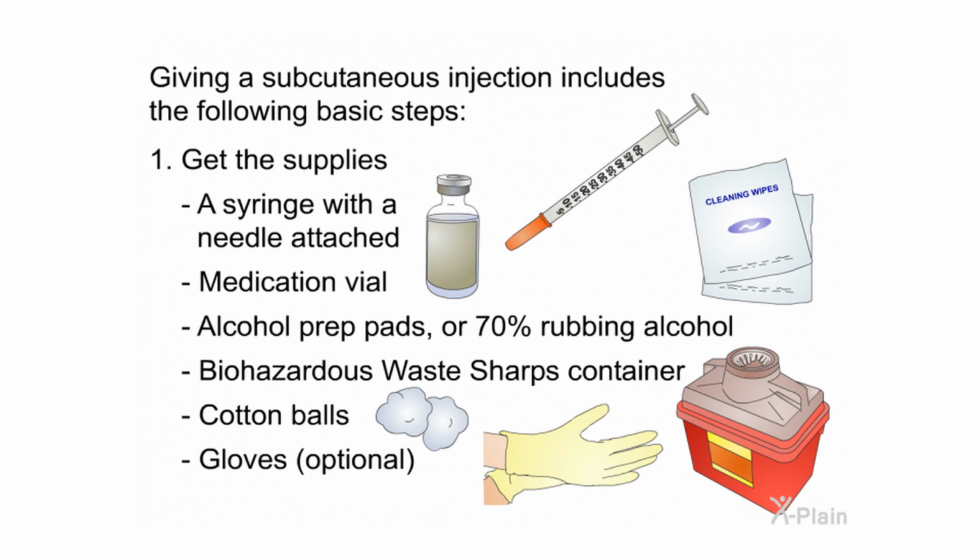Procedure. Giving a subcutaneous injection includes the following basic steps. 1. Get the supplies. A syringe with a needle attached. Medication vial. Alcohol prep pads or 70% rubbing alcohol. Biohazardous waste sharps container. Cotton balls. Gloves, optional.